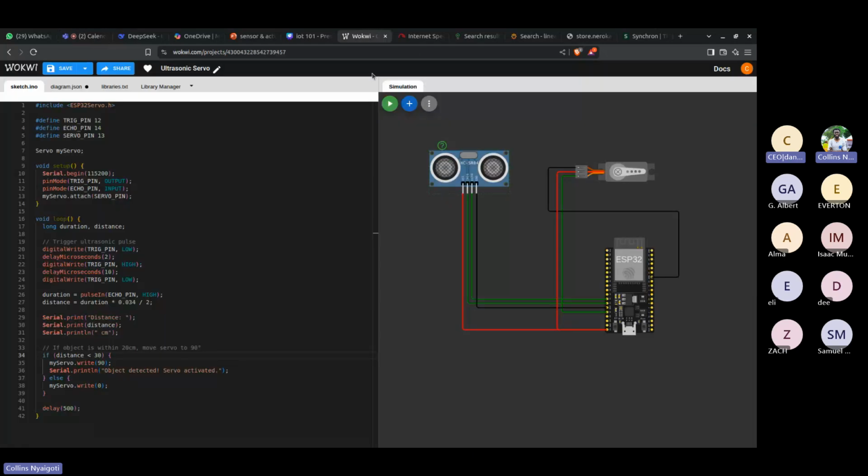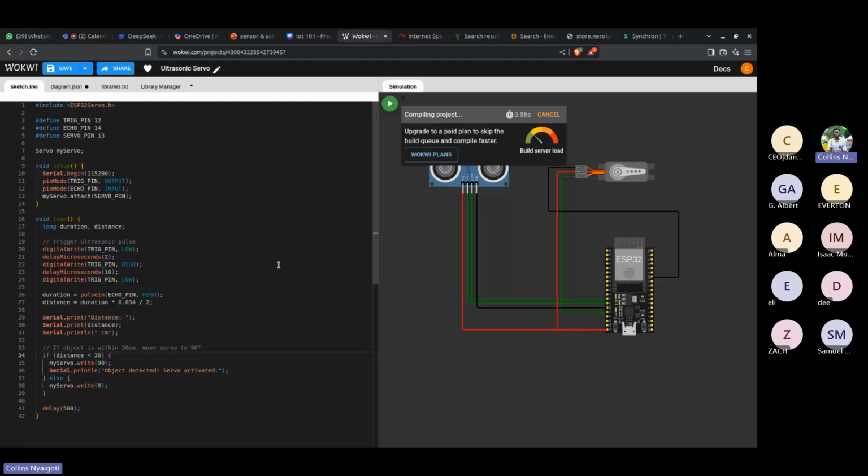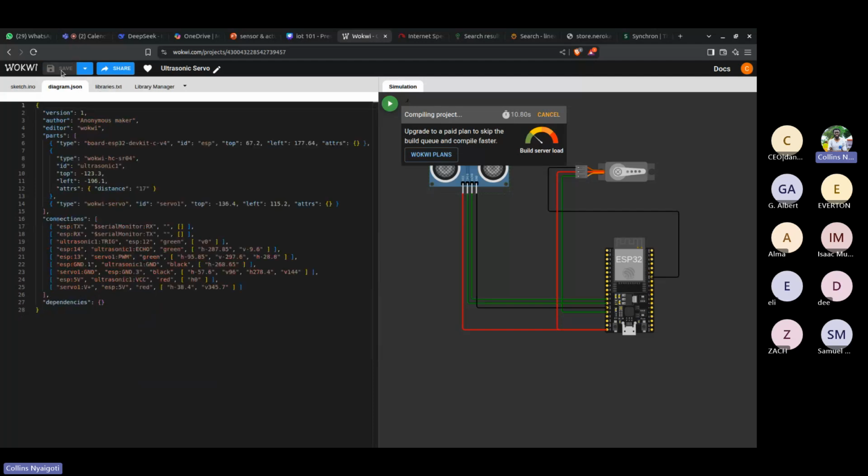Oh, so we are waiting. I don't know why this is not working anymore. Maybe this file is not saved. Oh, I didn't save the changes. So let's try to simulate again.